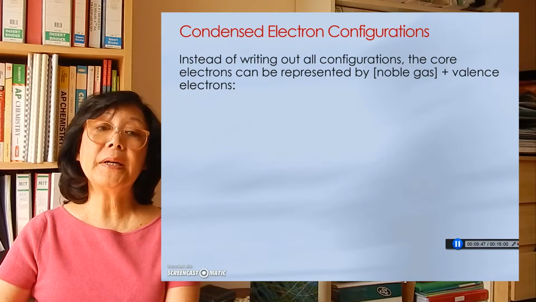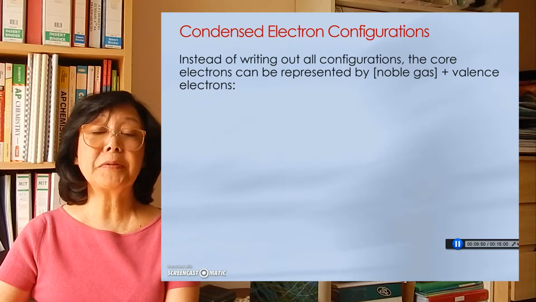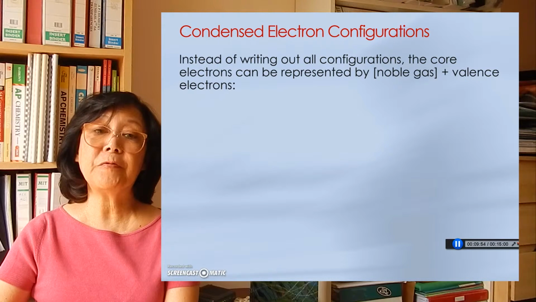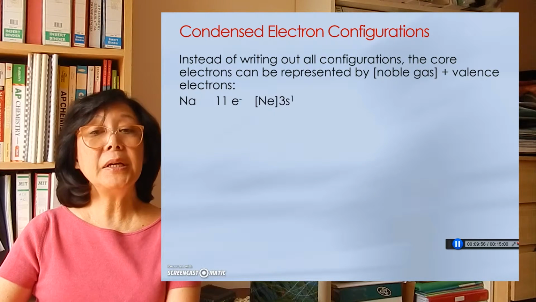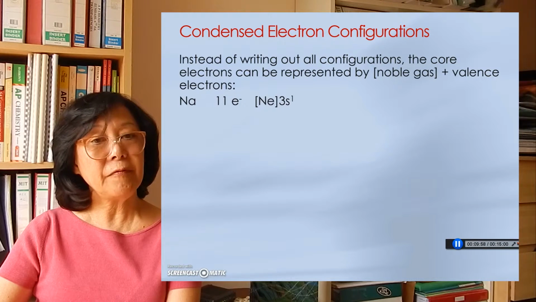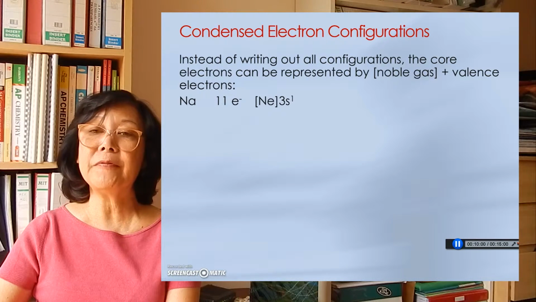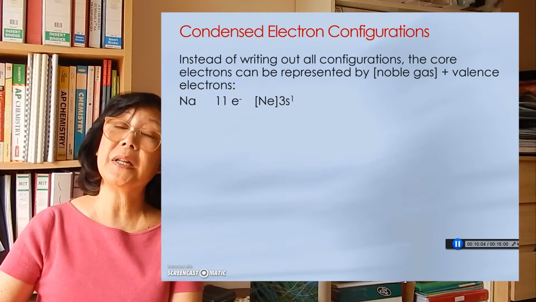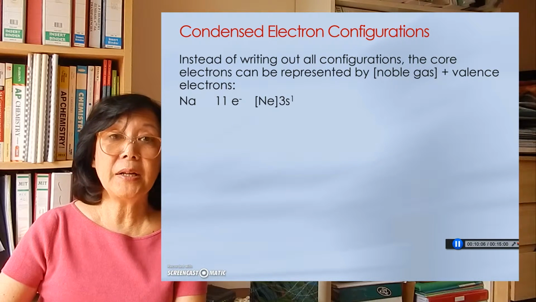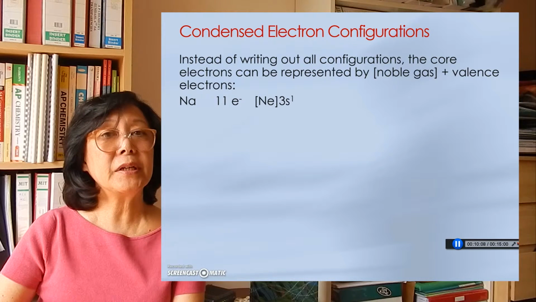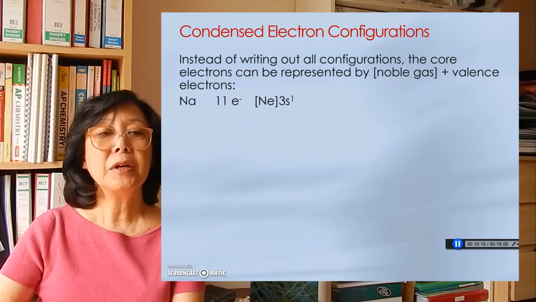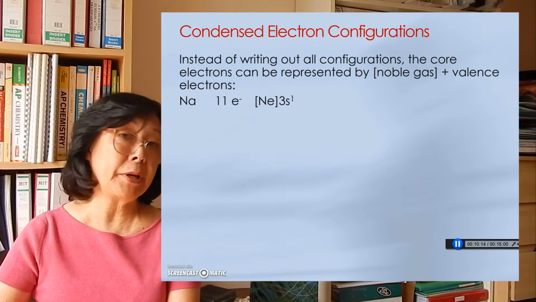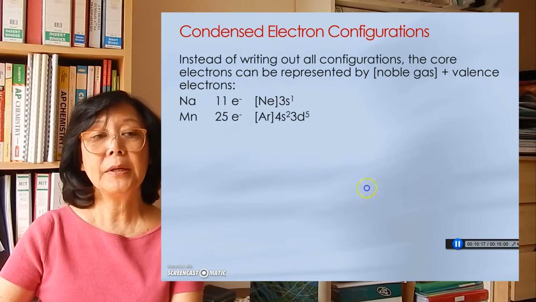Sometimes you can write the electron configuration in a condensed fashion. That means we first represent the inner core electrons with the noble gas configuration, and then we put the valence electrons in addition to it, such as sodium. It has 11 electrons, so the first 10 resemble that of the noble gas neon. So we put neon inside the bracket, and then we put the valence electron, 3s1, on the outside.